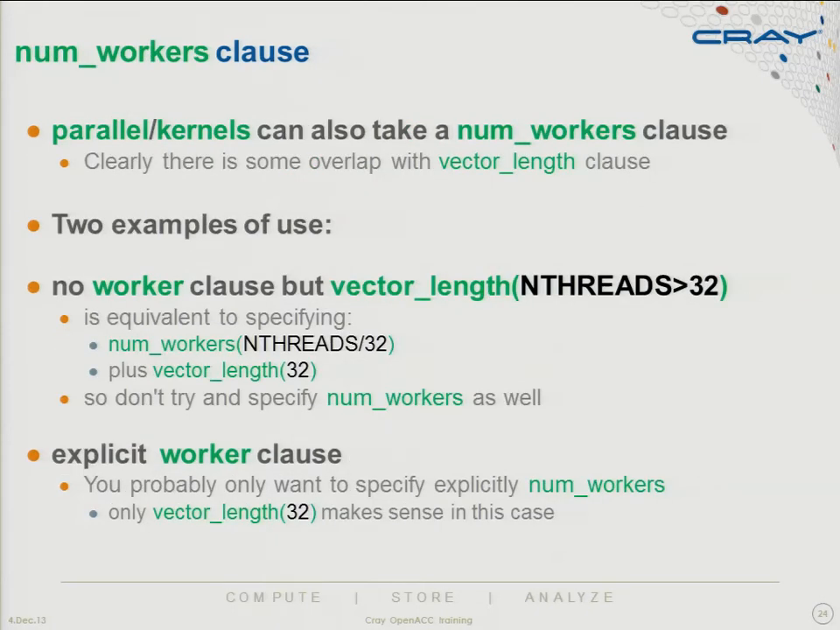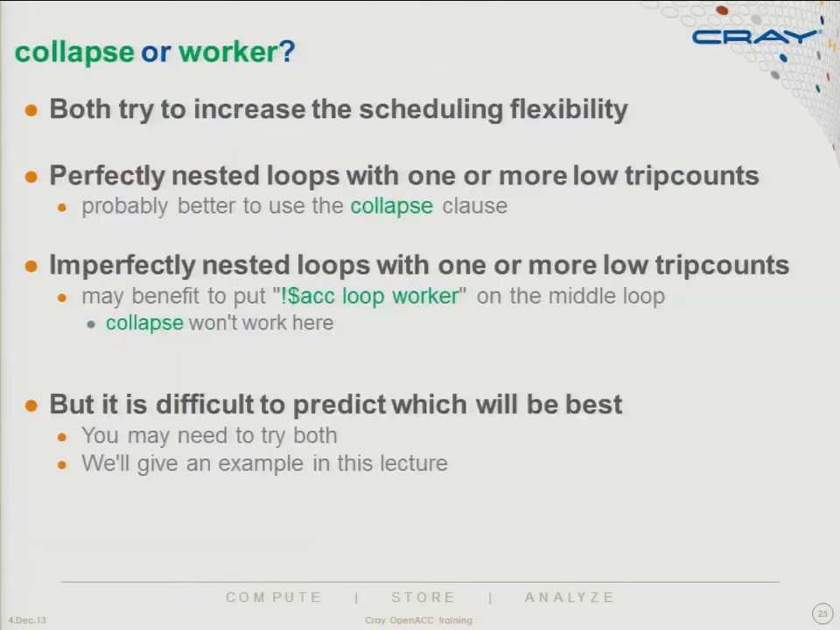Worker and vector are not completely independent, because when you have a vector length of more than 32, that automatically splits up into workers. So if you want to put a worker clause in, you might want to specify how many workers, but then you can't specify vector length, as in threads per thread block. The only thing that makes sense is to say vector length of 32, because you're then saying vector only refers to single vector instructions, and they have width 32. Again, slightly more technical, this.